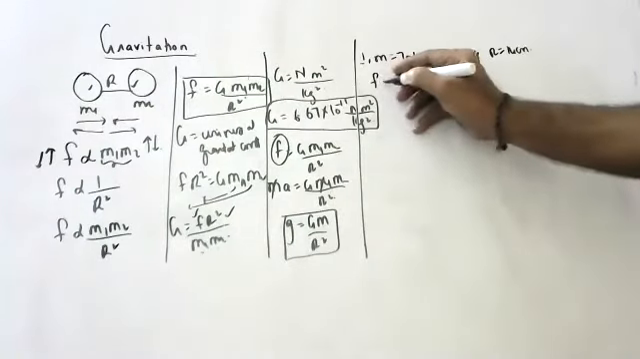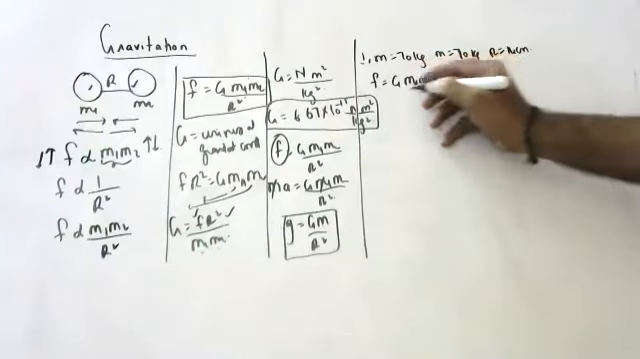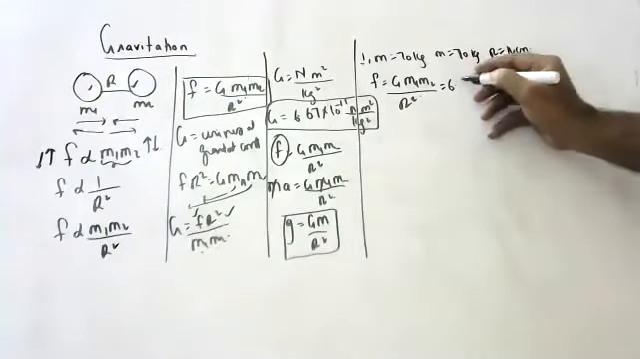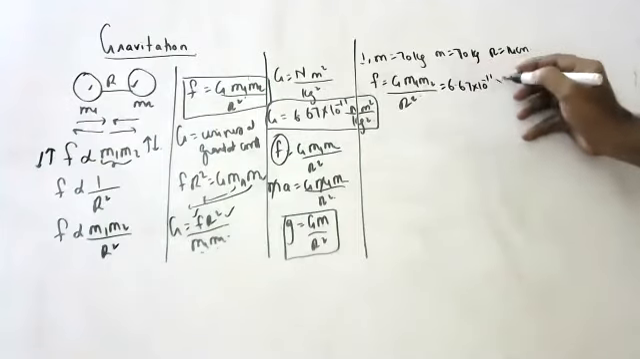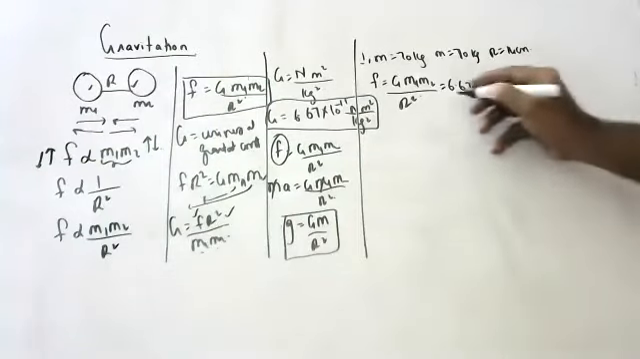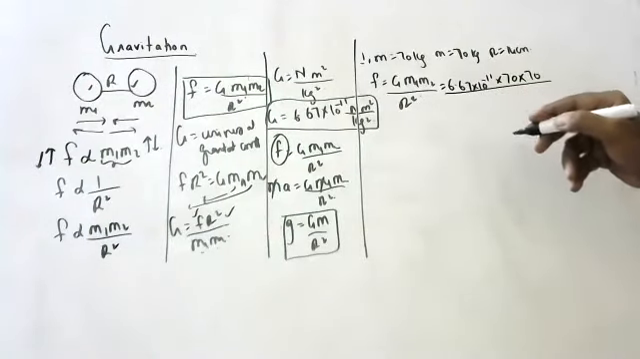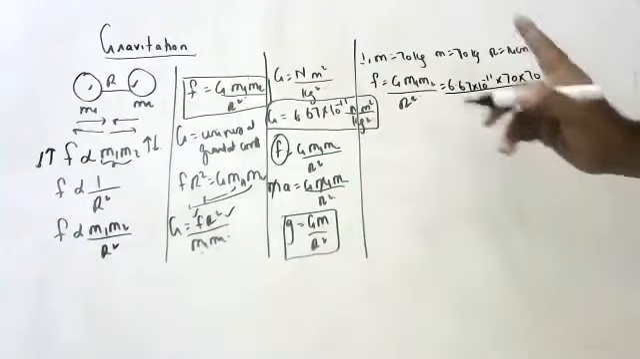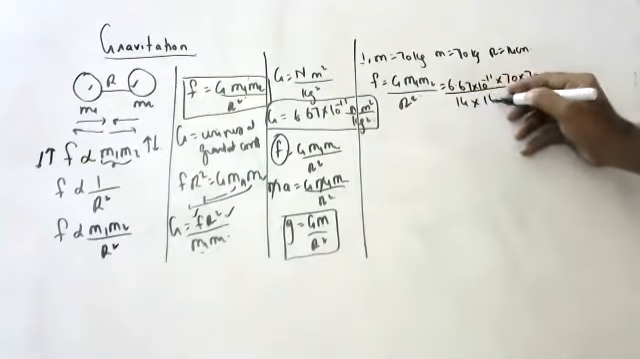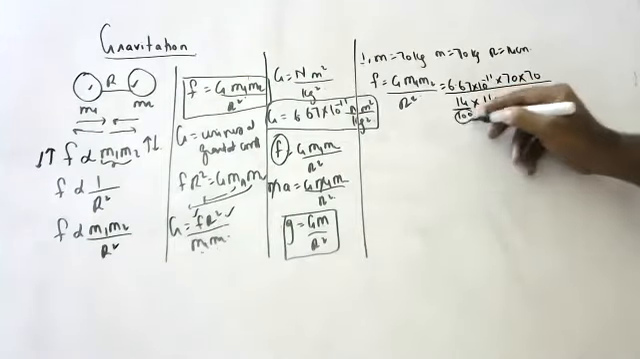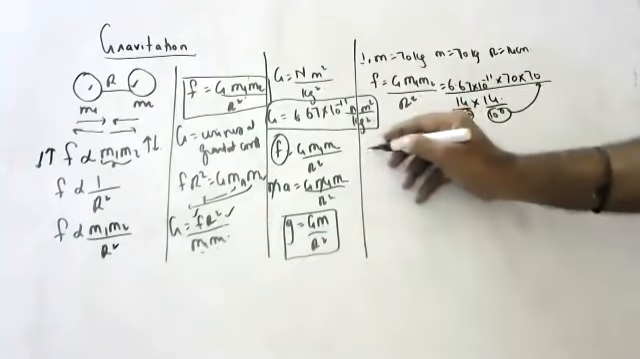Very good. F is equal to G m1 m2 by r square. F equals 6.67 into 10 to the power of minus 11 into 70 into 70 by 14 centimeters square. They are separated by 14 centimeters, so 14 into 14. But this is in centimeters. How to convert into meters? By 100. This two zeros will go up. So what do you get?